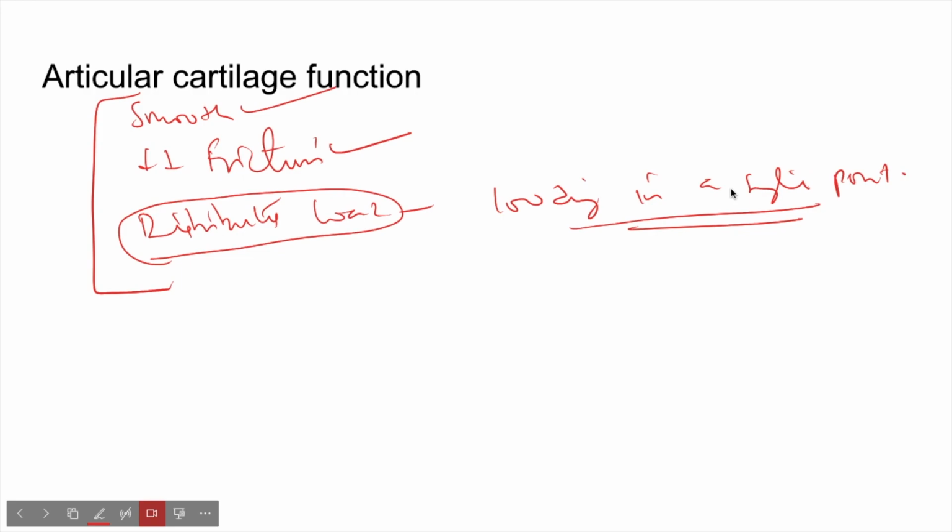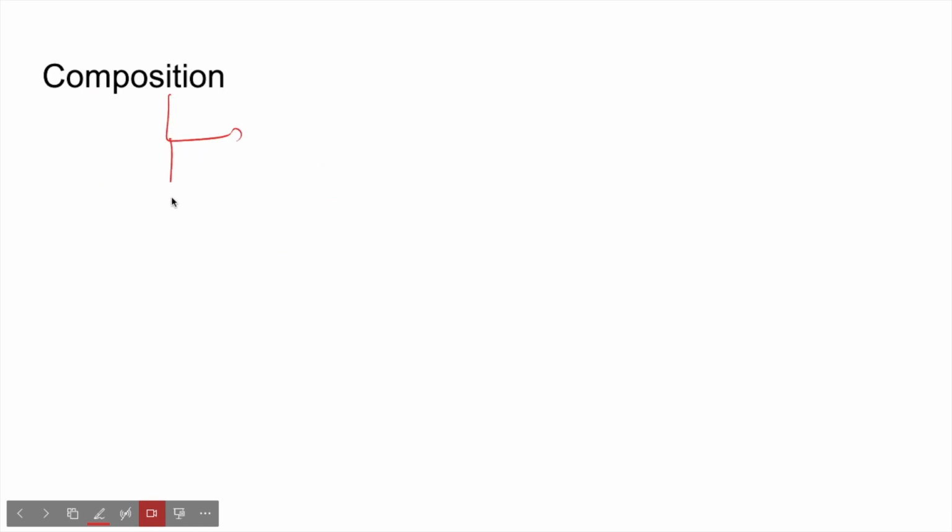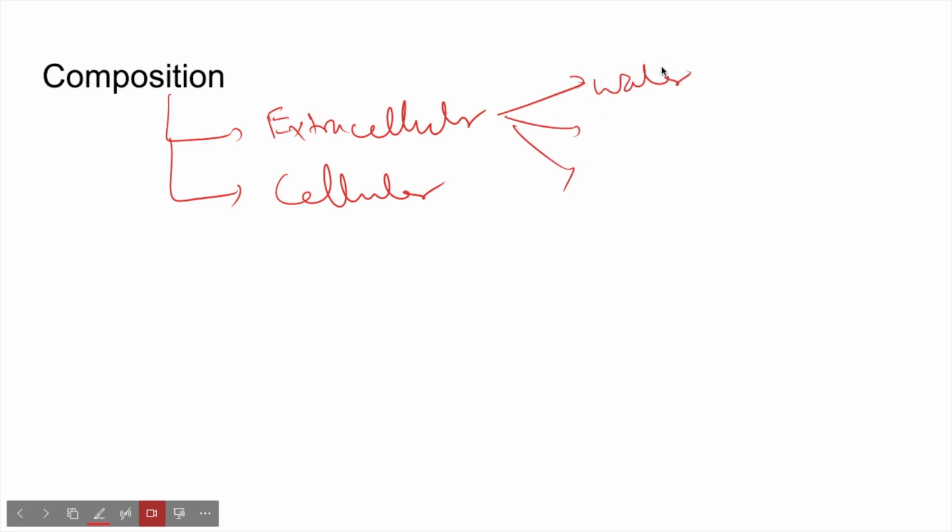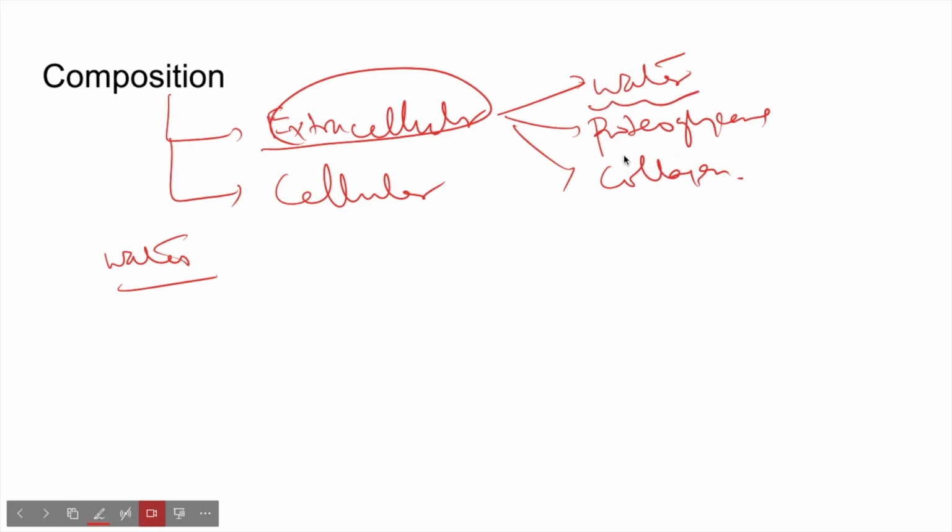in the joint. Next, coming to the composition, the cartilage can be divided into extracellular matrix, or extracellular component, and cellular component, right? The extracellular component can be further divided into water, other proteins like proteoglycans, and quite a lot of collagen is also seen. So let us begin with the extracellular component: water, proteoglycans, and collagen, and then you have the cellular component. Water forms the most important part of the extracellular component, and it is about 65 to 80% of the extracellular matrix.